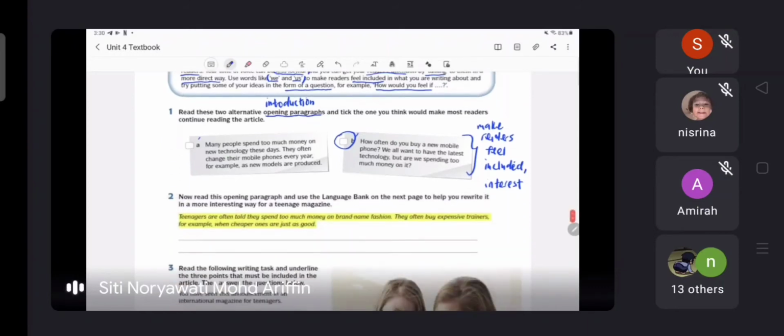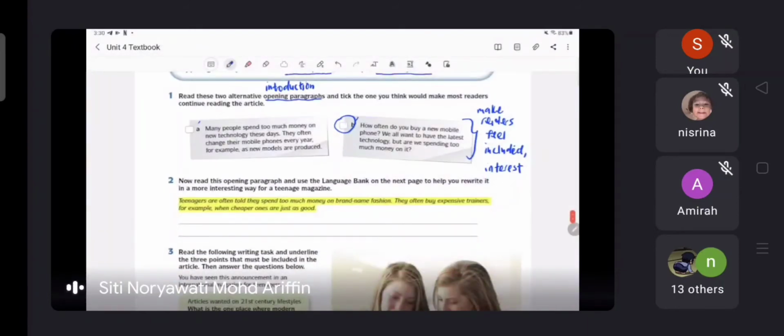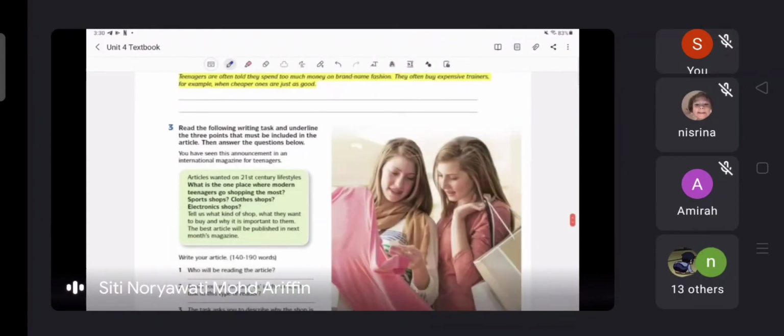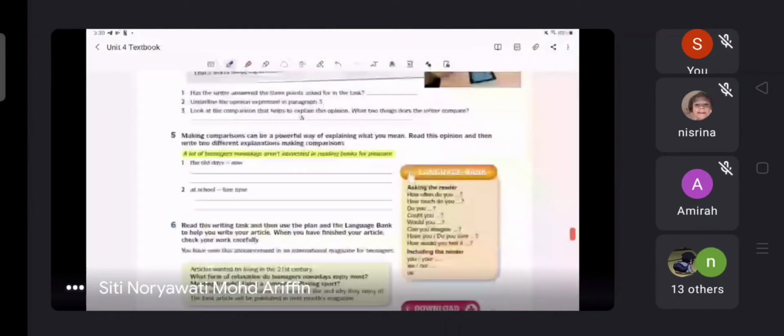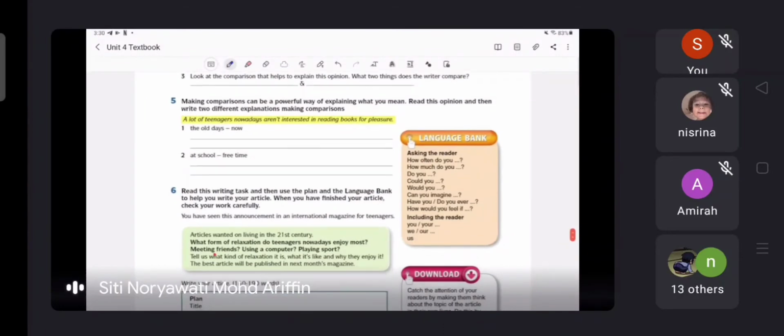Okay, jom kita try yang ni, nombor 2 ni. Okay, now read this opening paragraph and use the language bank on the next page to help you rewrite it in a more interesting way for a teenage magazine. Okay, so sekarang ni our target is to start our introduction with questions. Okay, so now let us look at the next page. Yang ni next page, language bank ya.